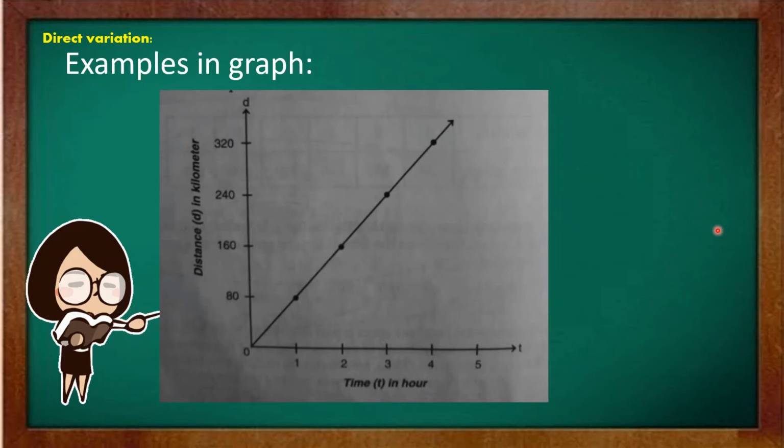So what will be the constant of variation? What is being added each time? It is added by 80. So 80 is the constant of variation. What will be the equation of variation? So d varies directly as t. Substitute the constant. We have d is equal to 80t. So that will be the equation of variation.